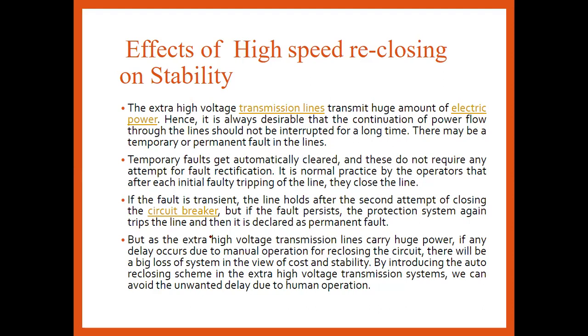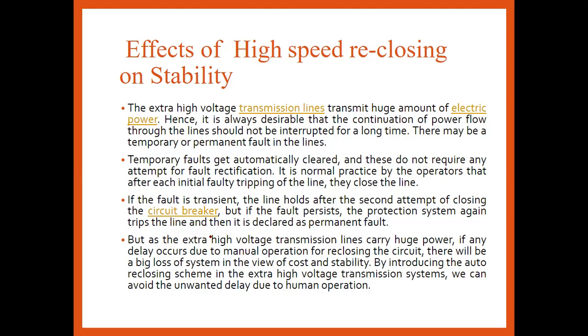Whenever a fault occurs on the transmission line because of any unwanted reasons, the fault should be cleared automatically by reclosing. If it is not cleared, we have to clear it manually. So how fast we clear that fault, and how fast the reclosing of the circuit breaker occurs, directly affects the stability of the system.